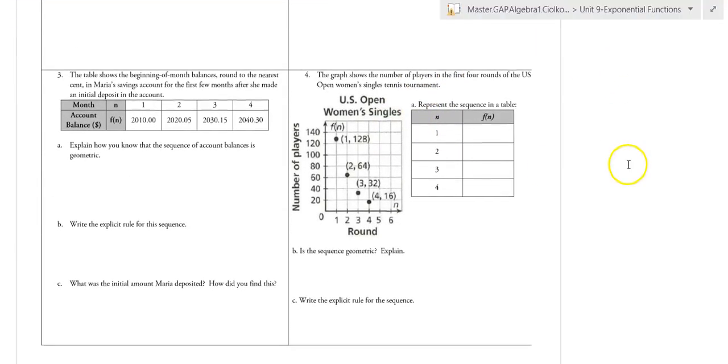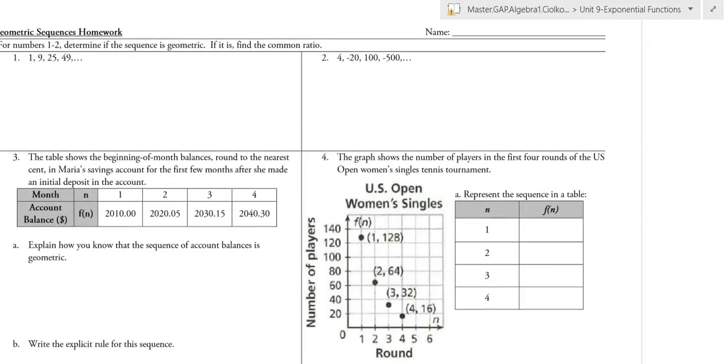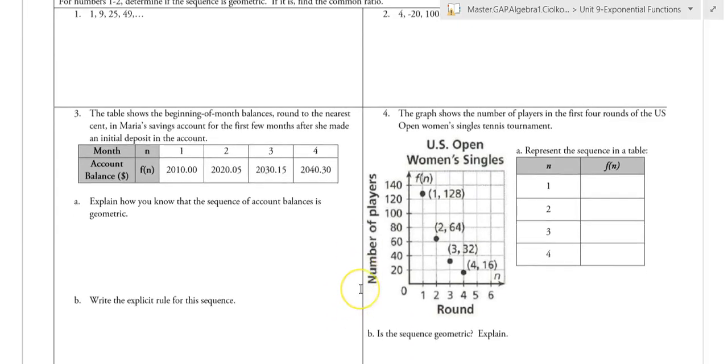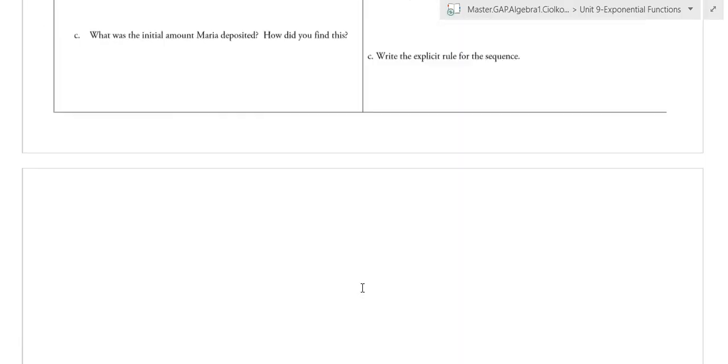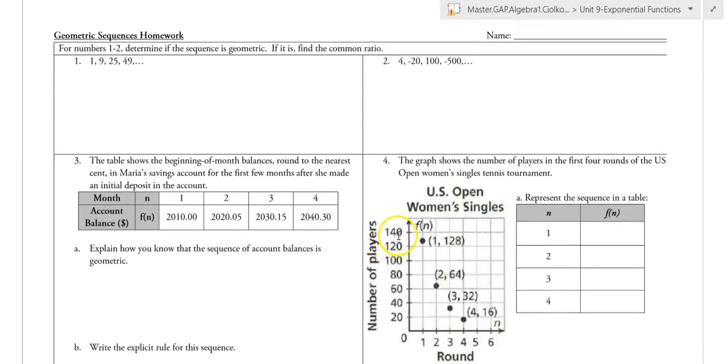Here we got some practice problems, right? So we're going to go ahead and look at a couple of these. What you're going to do here is just work through each of these. The big ones I want you to focus on here. This page is obviously exempt, it's just a blank one. Let's work through all 4 of these problems.